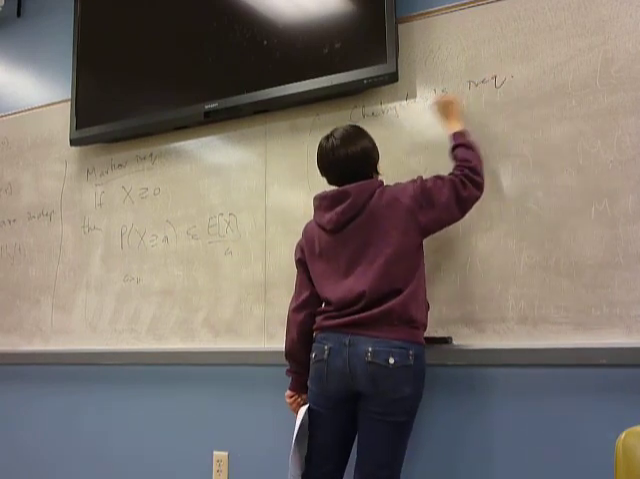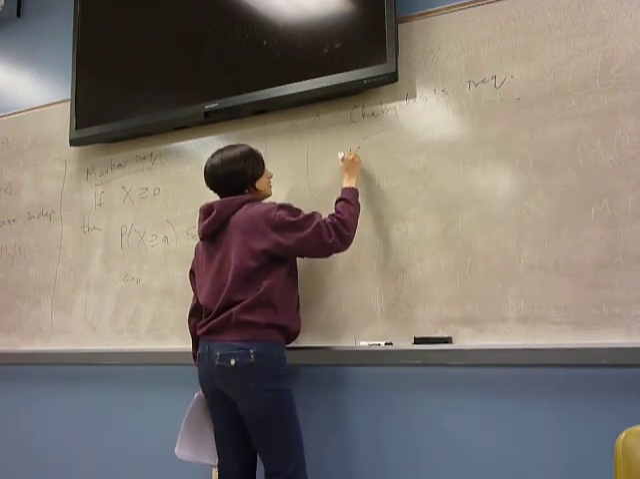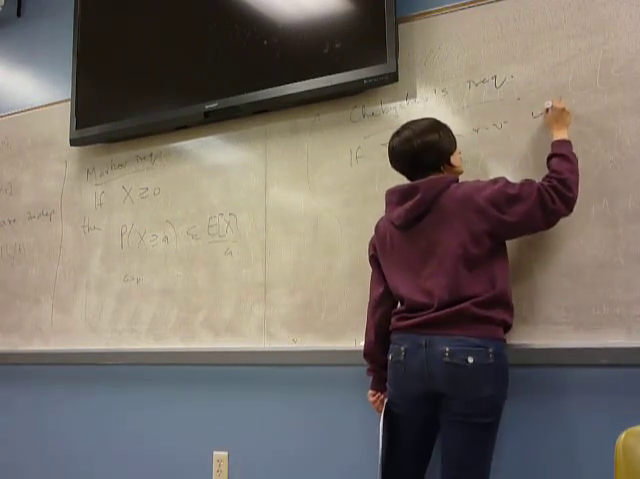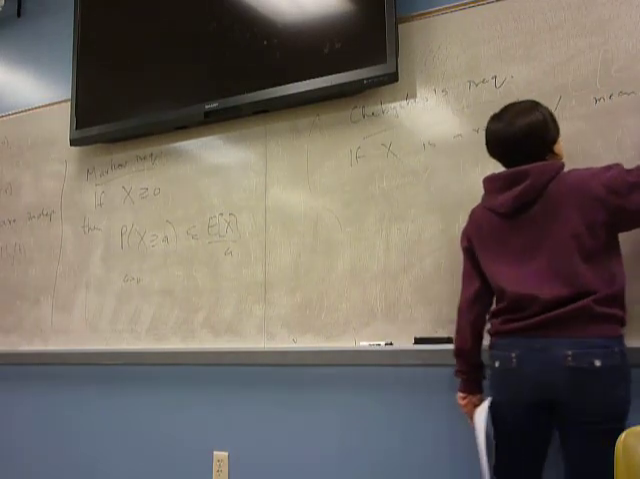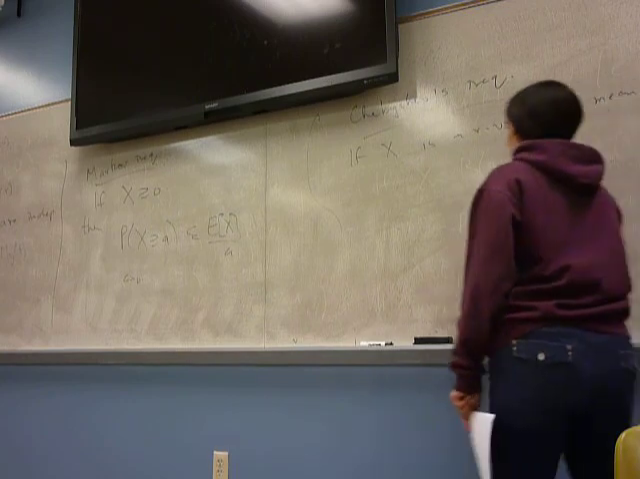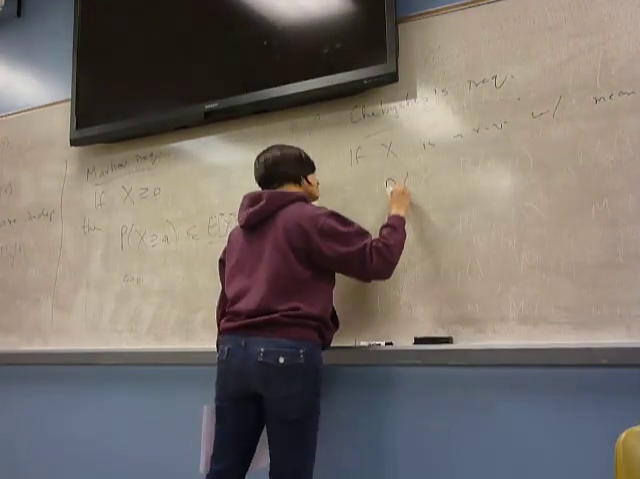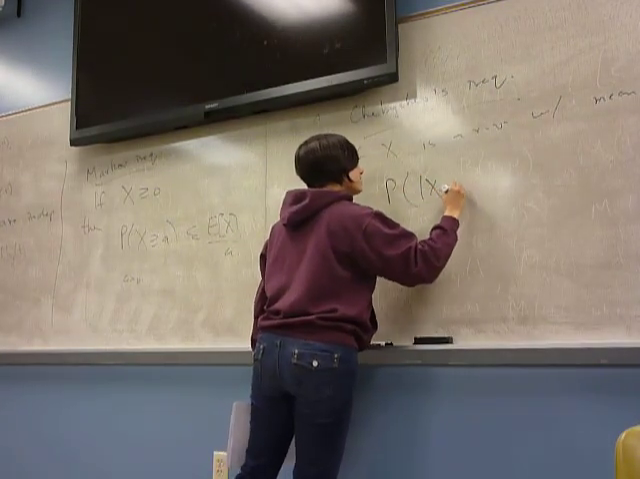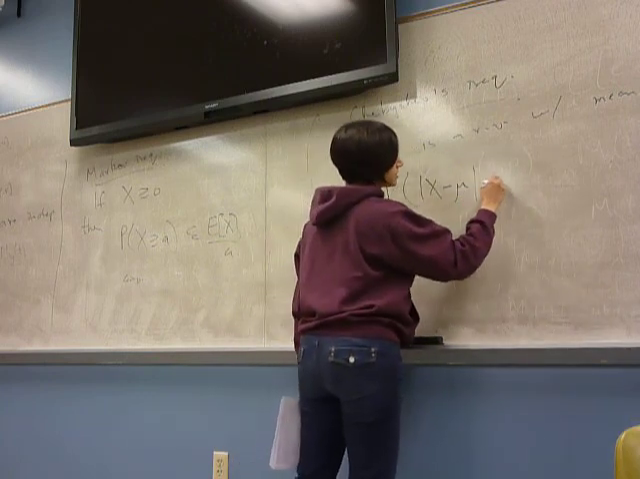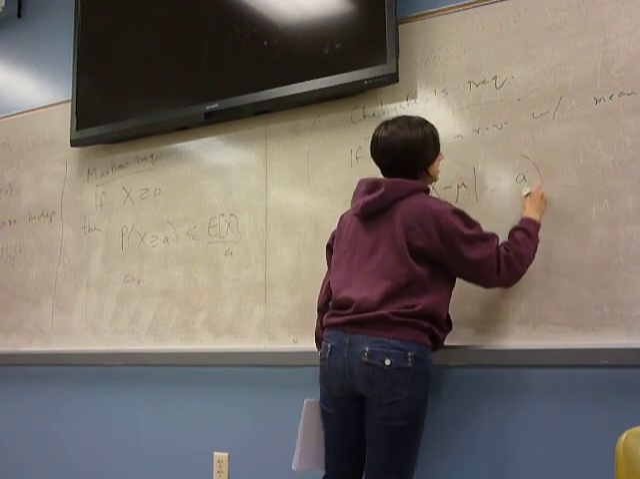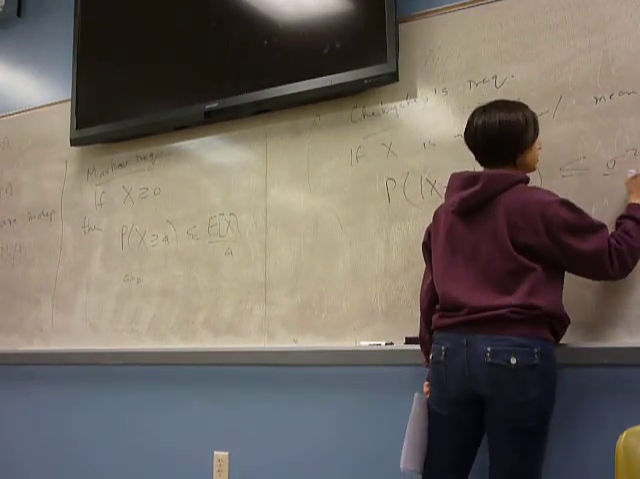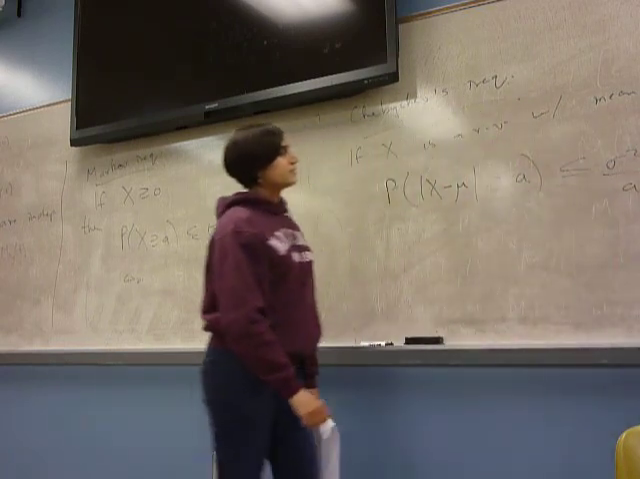Chebyshev inequality says that if X is a random variable with mean mu and variance sigma squared, we can bound the probability that the absolute value of X minus mu is greater than or equal to a, and it is bounded above by sigma squared over a squared. Right.